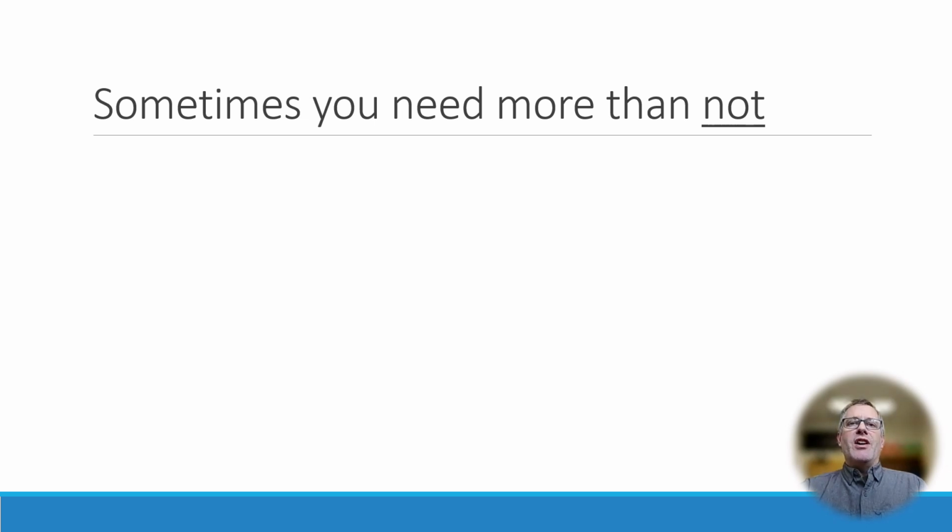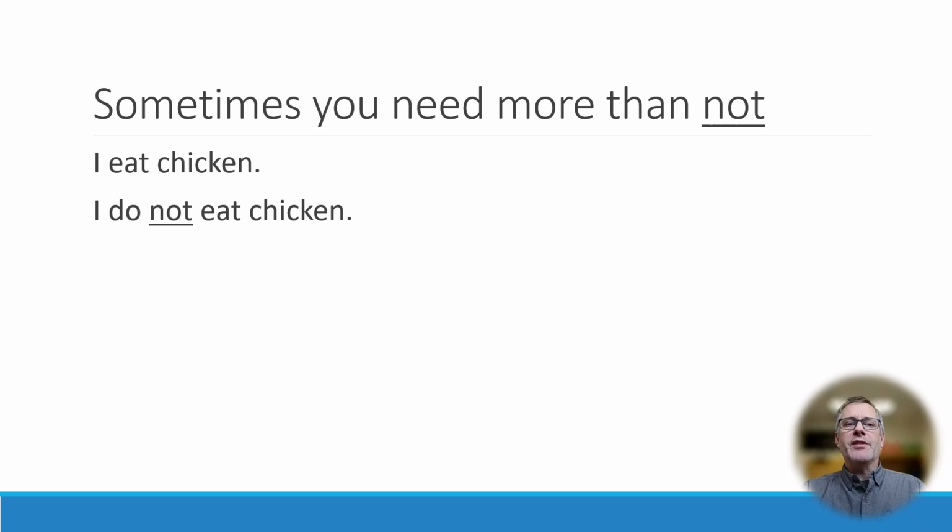Sometimes you need more than not with spoken language. So if I have a particular phrase, I eat chicken, if I want to reverse this, it could become I do not eat chicken. This do that's inside of the statement is required for grammar purposes. The sentence wouldn't make sense without it. So there's definitely an interaction between language and these mathematical concepts.